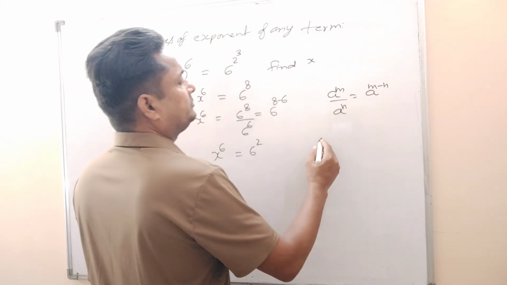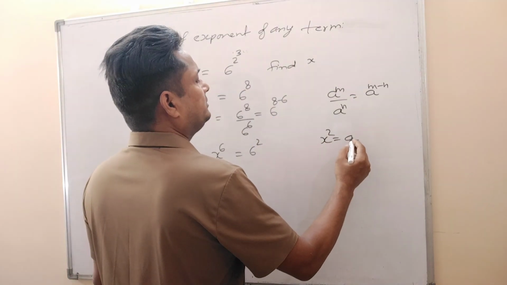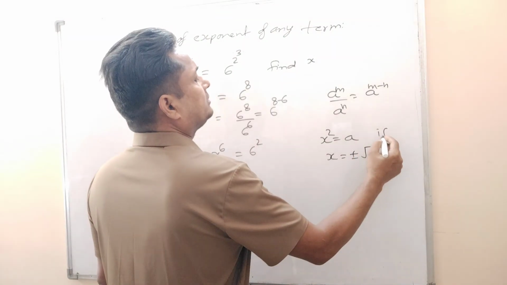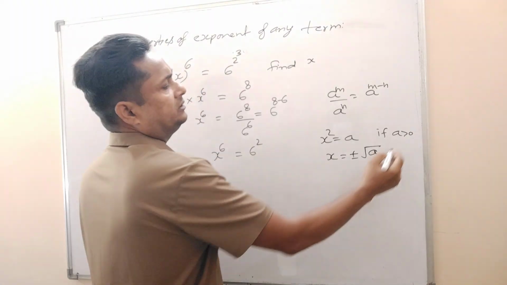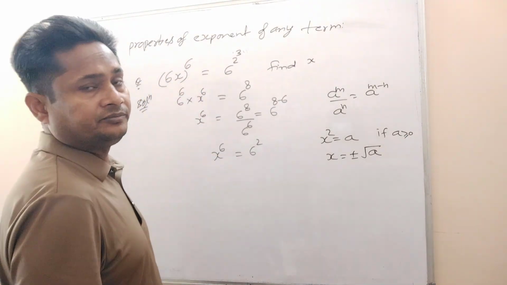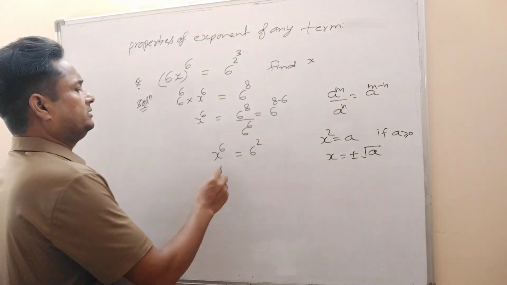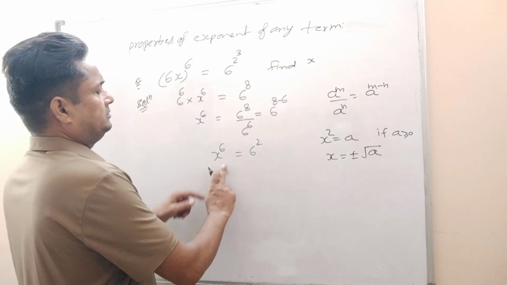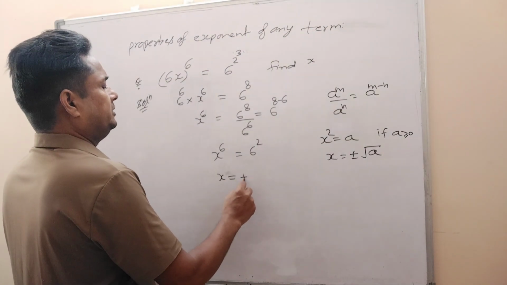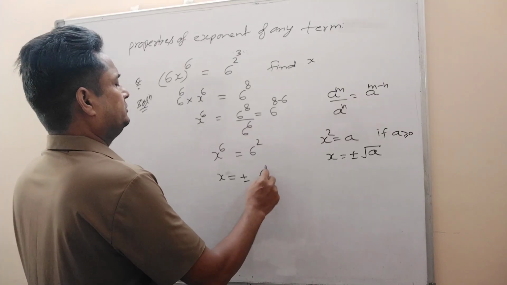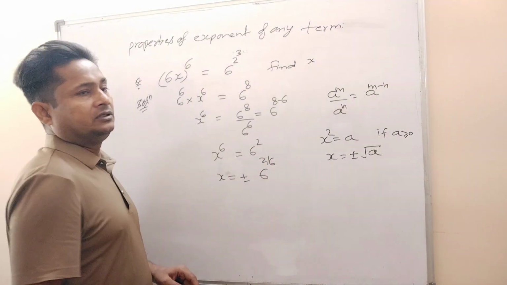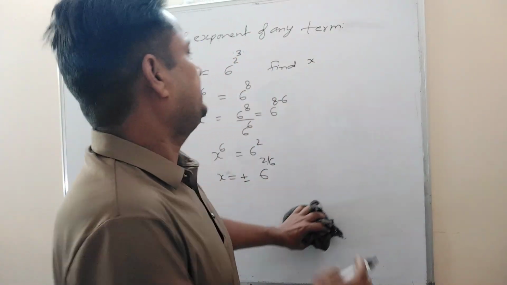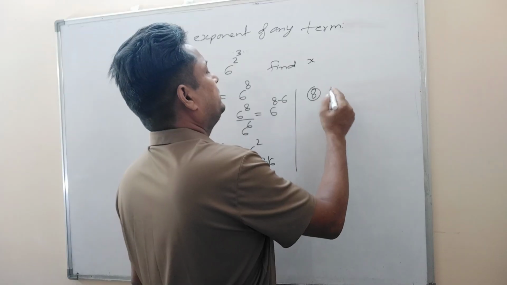And we know that if x square is equal to a, then x will be plus minus root a, if a is greater than or equal to 0. So this can be written as x is equal to plus minus of 6 to the power 2 by 6. You can note one more property. This is property number 8.